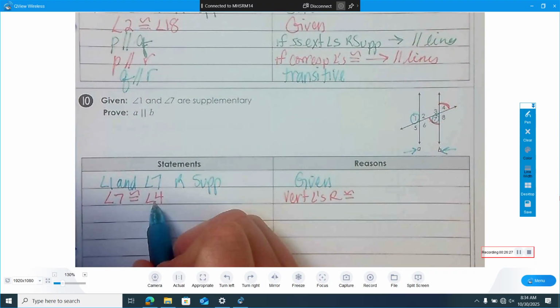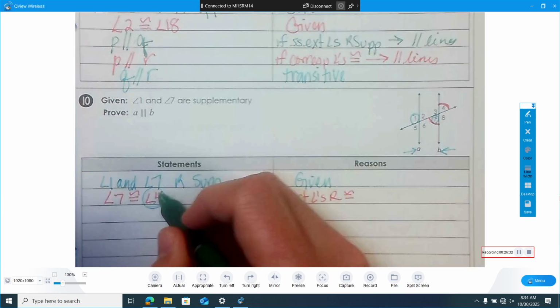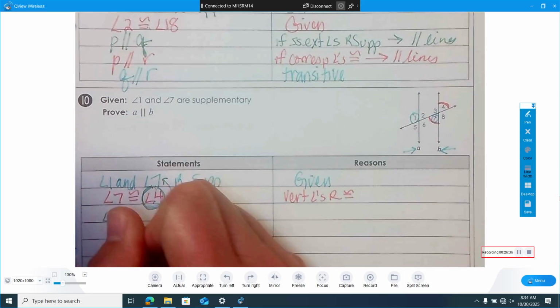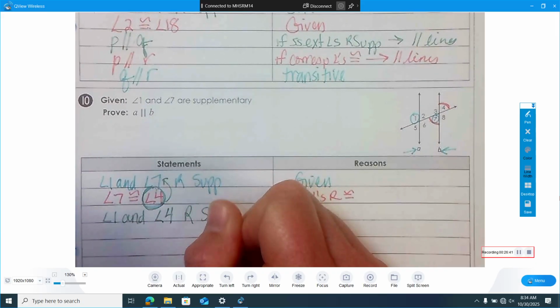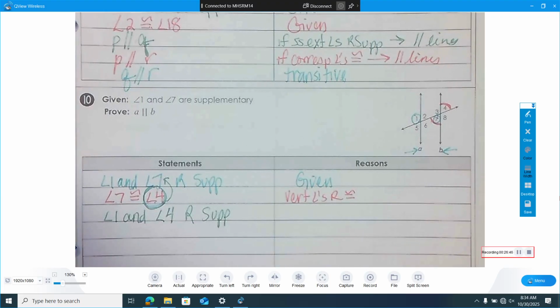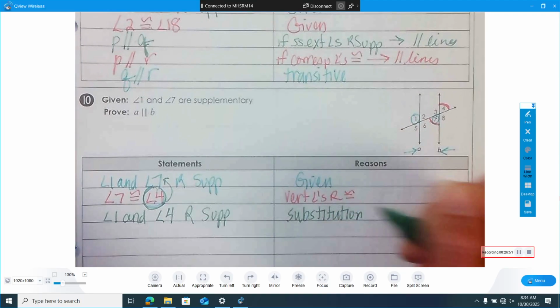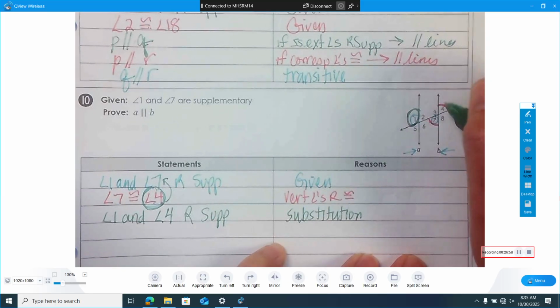I know that 7 is the same as 4. Can I, oops, I want to use a different color here. Can I substitute? Yeah. So I could say angle 1 and angle 4 are supplementary. How can I do that? Substitution. All right, so now angle 1 and angle 4 are supplementary.